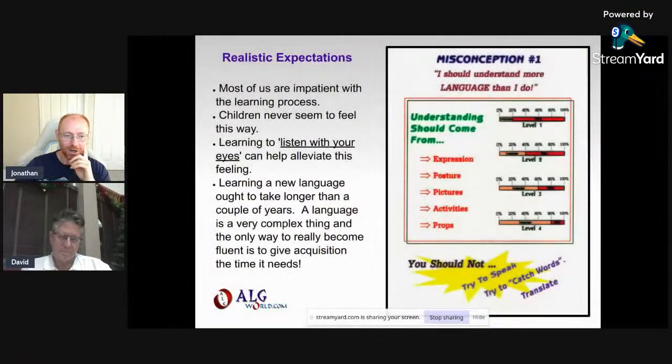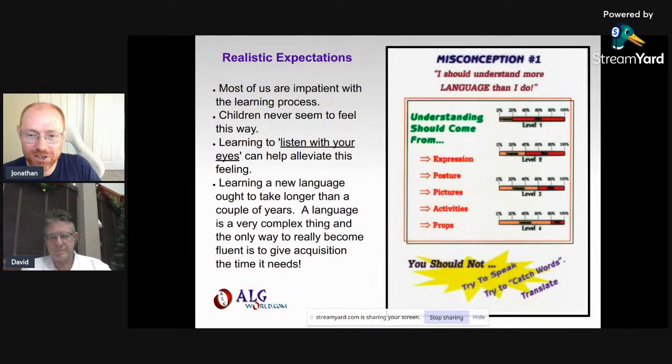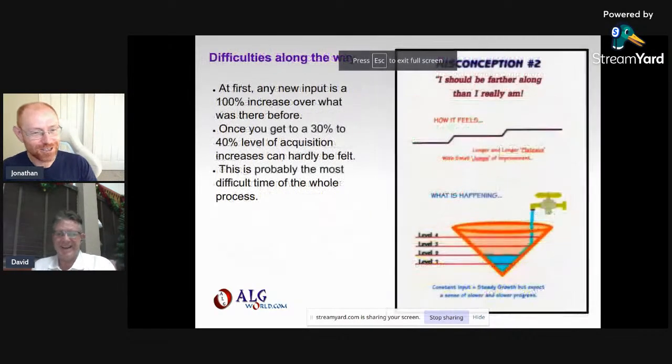For sure. All right, David. So misconception number one, I should understand more language than I do. So again, back to patience. Is there anything else we want to talk about on this one, or should we go on to misconception number two? I don't know. I think that's up to you. I don't have anything else. Okay. All right. Well, let's move on then.